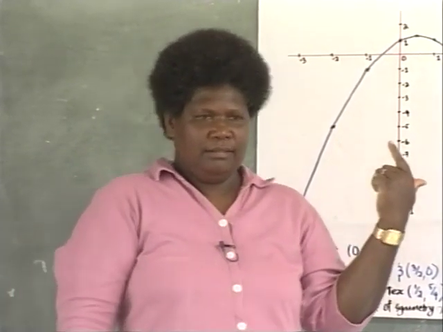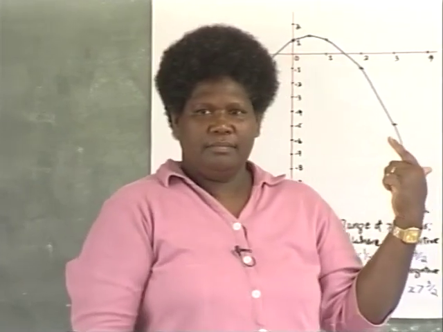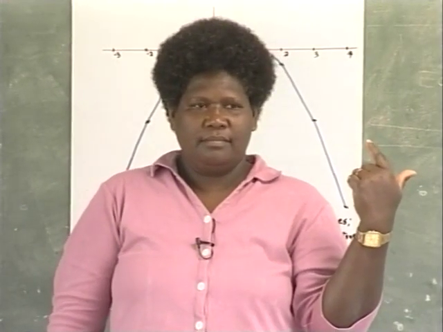Daniel. Using the quadratic formula. Can you give me the quadratic formula? x equals negative b plus or minus the square root of b squared minus 4ac all over 2a. Good.